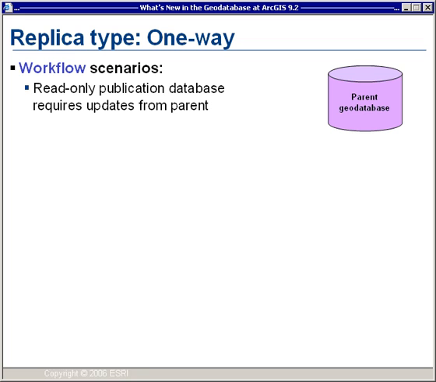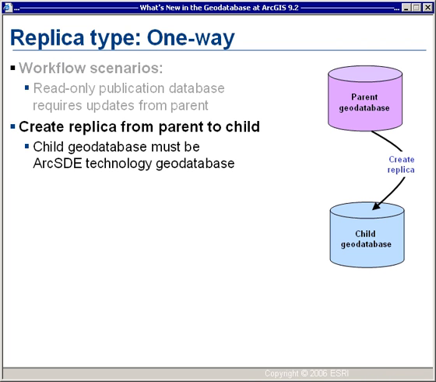The next replica type is called one-way replicas, and these are used in situations where changes from the parent geodatabase are sent frequently to the child geodatabase. For example, assume you had a publication geodatabase that was used for all internet and mapping applications. That data is not edited in the publication database. Additionally, you have the production geodatabase where all changes are taking place. Using a one-way replica, you could replicate the data from the production geodatabase to the publication geodatabase and periodically synchronize the changes. So of course, the first thing you have to do is create the replica. I assign, for example, the production geodatabase as the parent, and then I create the replica to the publication geodatabase. In this replica type, the child geodatabase must be an ArcSDE geodatabase.